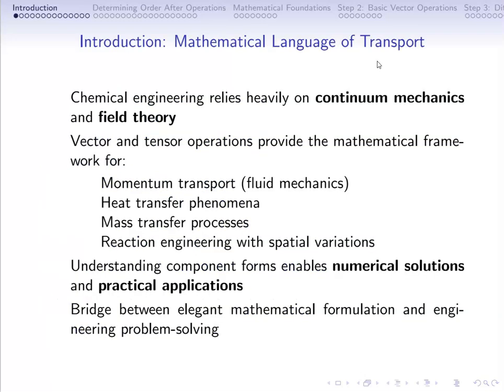Chemical engineering relies heavily on continuum mechanics and field theory. Think about it: when you are analyzing fluid flow, heat conduction or mass diffusion, you are dealing with quantities that have both magnitude and direction. That's where vectors and tensors come in. They provide the mathematical framework that bridges elegant mathematical formulation with real-world engineering problem solving. Understanding their component forms is essential for numerical solution and practical application.